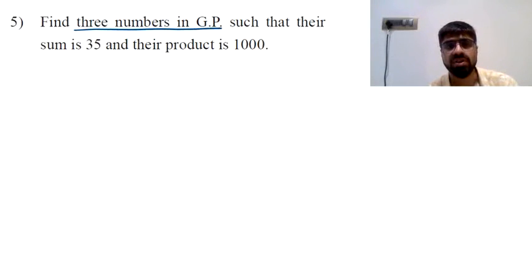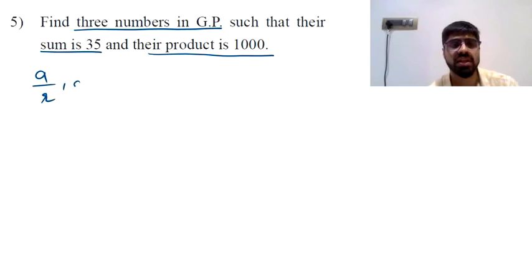Find three numbers in GP such that their sum is 35 and product is 1000. So every time you need to find three numbers in GP, you take them as A by R, A and AR. Okay, first we'll go for their product. The product is 1000.